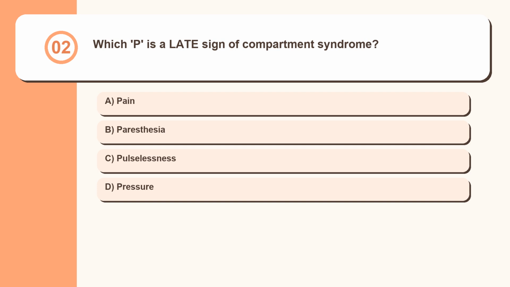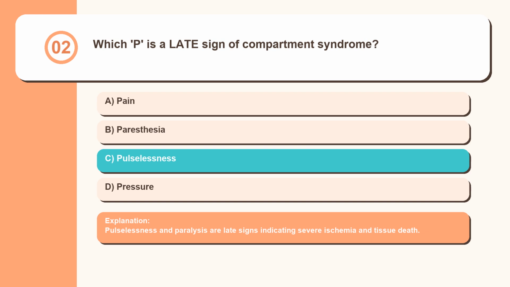Question 2. Which P is a late sign of compartment syndrome? Pain, paresthesia, pulselessness, pressure. Pulselessness and paralysis are late signs indicating severe ischemia and tissue death.